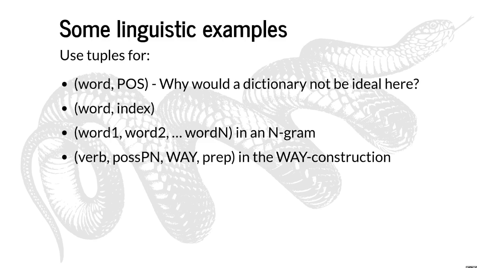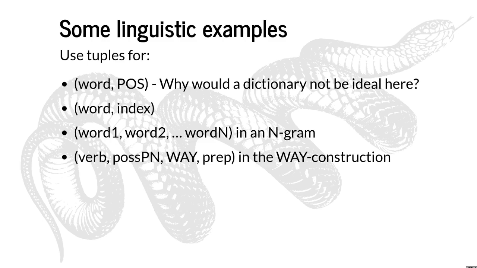Word 1, word 2, and so on until word n in an n-gram. Again, there it's all words, so similar to a word list, but for the purposes of analyzing this as an n-gram, word 1 is always the first item in the n-gram. Word 2 is always the second item in the n-gram, etc.